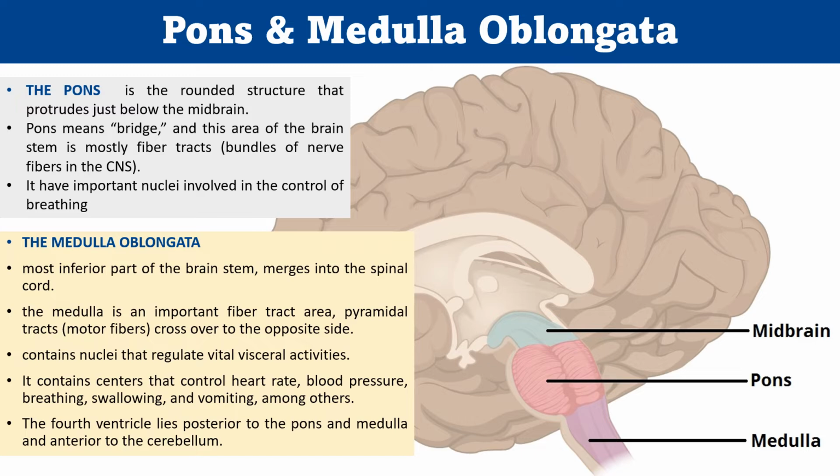Then we have the medulla oblongata. The most inferior part of the brainstem is the medulla oblongata, which merges into the spinal cord. The medulla is an important fiber tract area. In the pyramidal tract, motor fibers cross over to the opposite side. It contains nuclei that regulate vital visceral activities. It contains centers that control heart rate, blood pressure, breathing, swallowing, and vomiting, among others. The fourth ventricle lies posterior to the pons and medulla and anterior to the cerebellum.